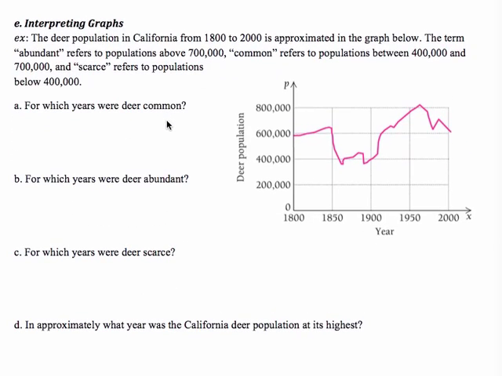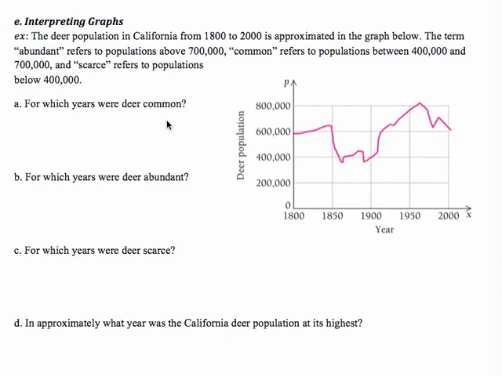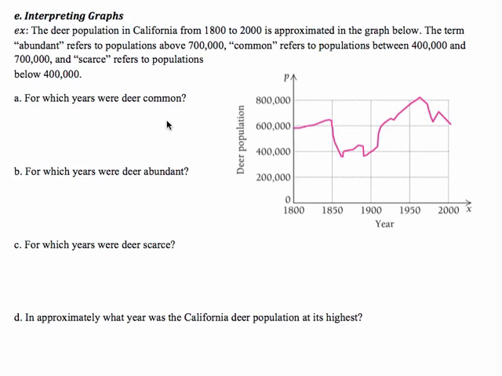And next, let's look at this example for interpreting graphs. This is a very straightforward example. We're looking at how to read information off of the graph. In this example, the deer population of California from years 1800 to 2000 is approximated by this graph below. We're just going to approximate here. The term abundant refers to populations above 700,000. Common refers to populations between 400,000 and 700,000, and scarce refers to populations below 400,000.